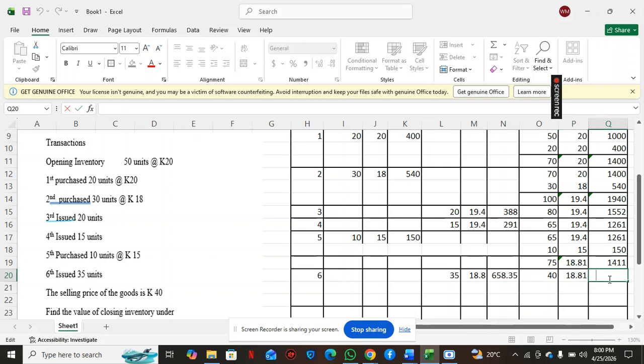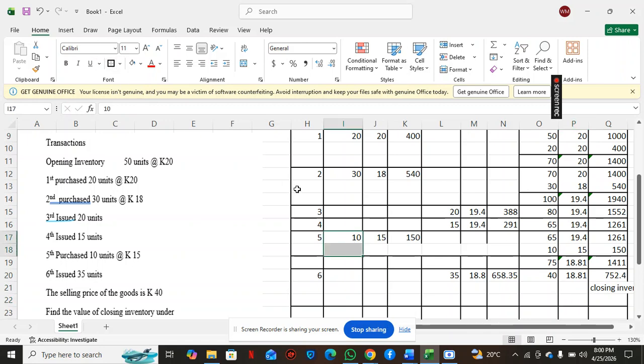So the value of our closing inventory is going to be this 40, 752 kwacha. This is the closing inventory. Okay, that's the value of the closing inventory.